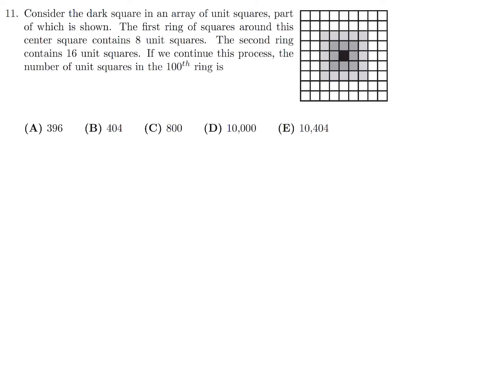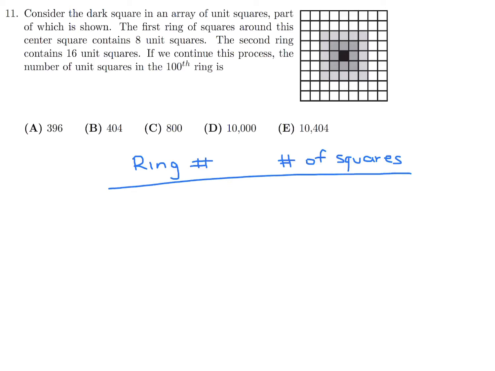All right, so let's make a table. We've got ring number and number of squares. We have the first one, which is right there in black. And around it, the first ring, they even tell you in the question, you can count it to verify, is 8 squares. These ones right there. And then the next one that's shaded a little bit lighter is this ring. And if you count those, you will see that that is 16 squares.